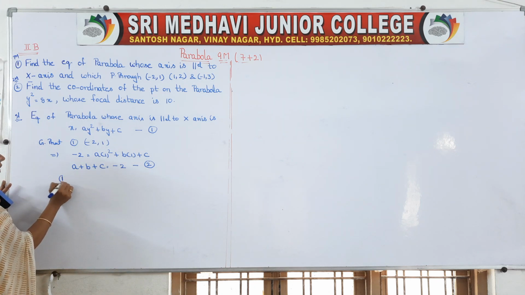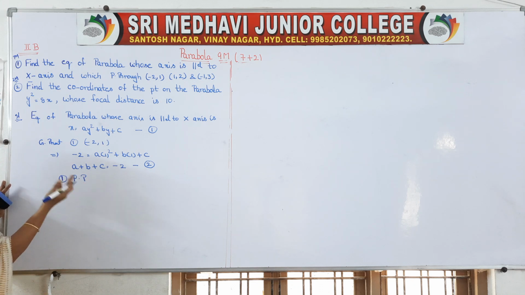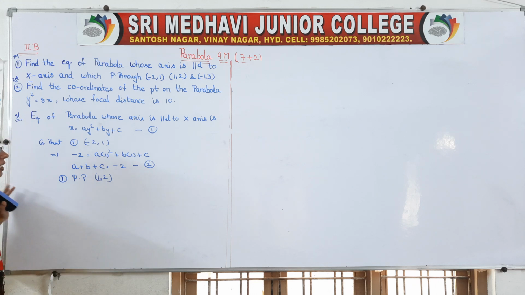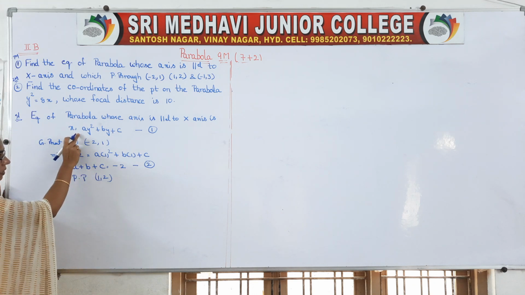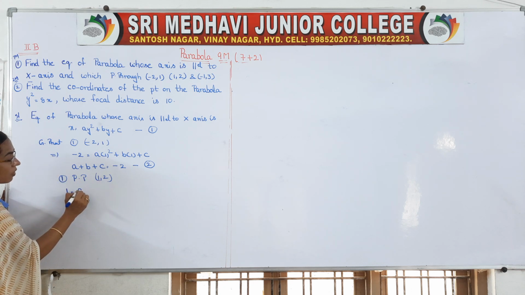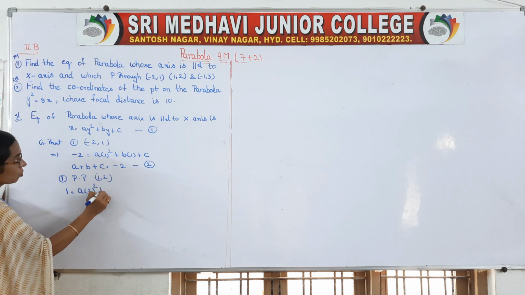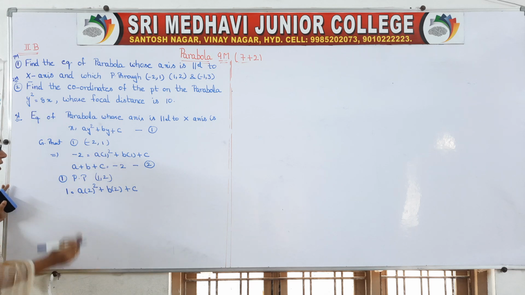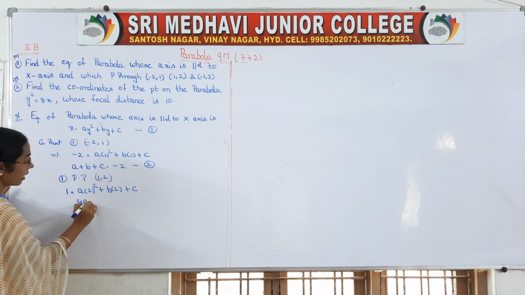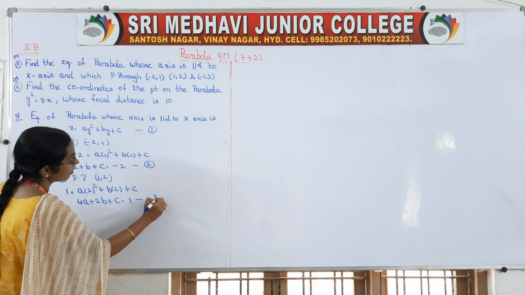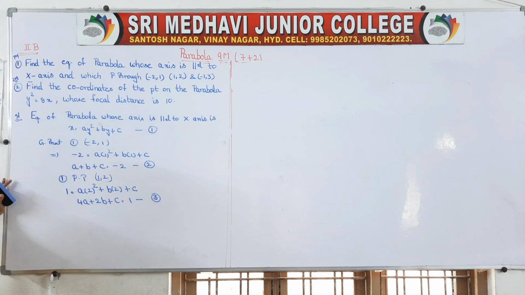This is your equation 2. Similarly, it passes through (1, 2), that is also given information only. Same thing, this point satisfies the parabola equation. Wherever x coordinate is there, 1, wherever y coordinate is there we have to take 2, right? b into 2 plus c. Okay, so 2 square is 4, right? So it is 4a plus 2b plus c is equal to 1. You consider this as third equation.